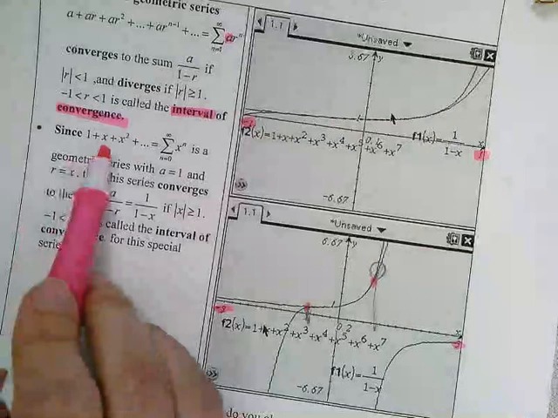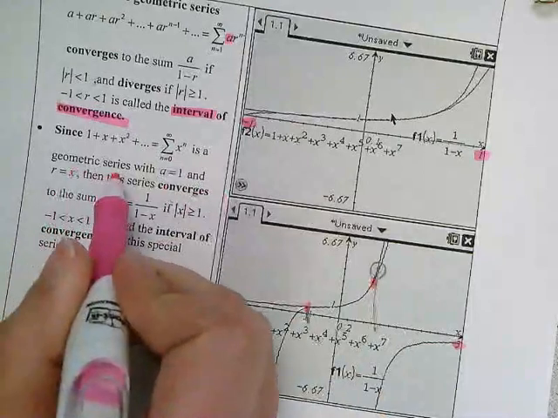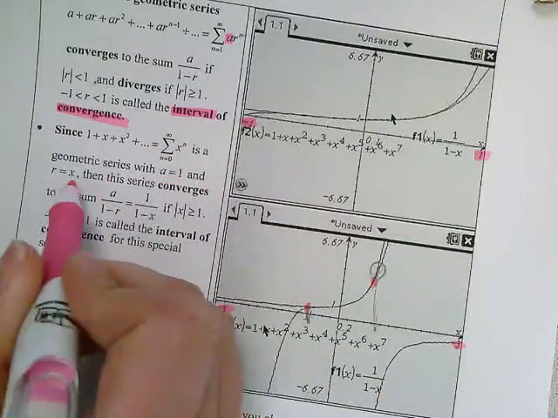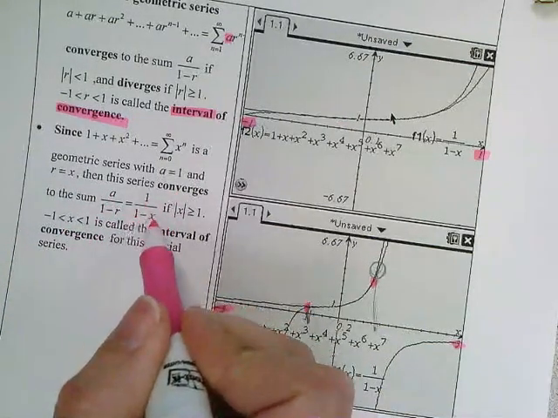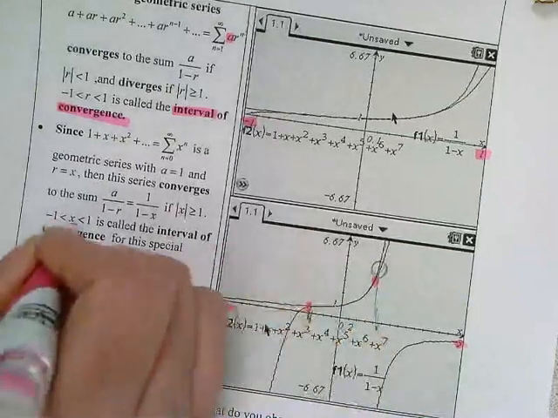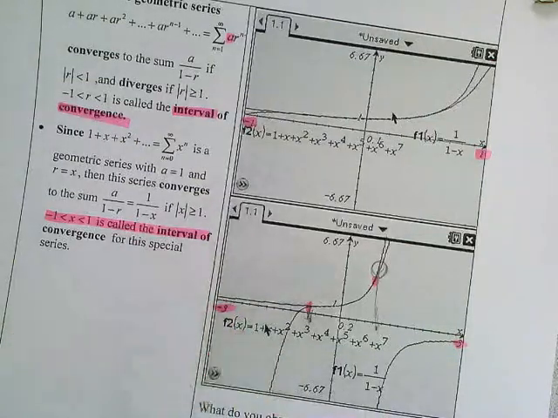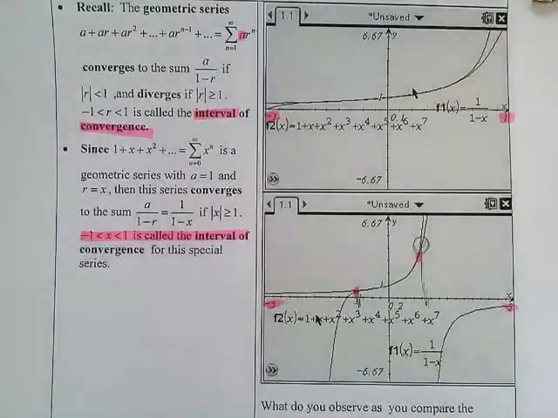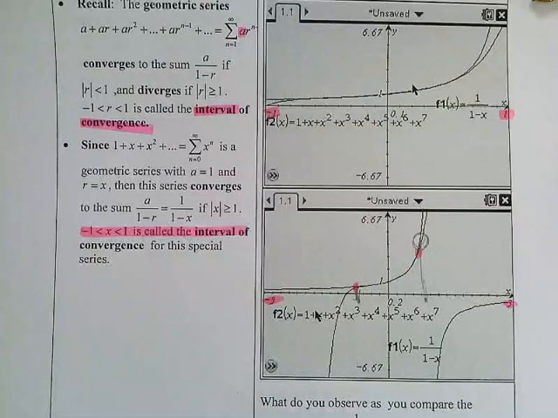So since 1 plus x plus x squared plus and so on, which is this sigma notation, is the geometric series with a equals 1 and r equals x, then this series converges to the sum of 1 over 1 minus x. Therefore, this is the interval of convergence for this special series. So basically, our r is x. So what do you observe as you compare the function with its power series approximation, f of 2, in terms of the interval of convergence?